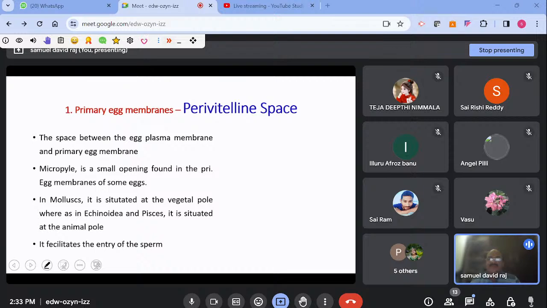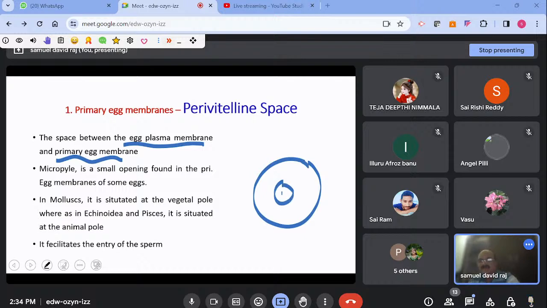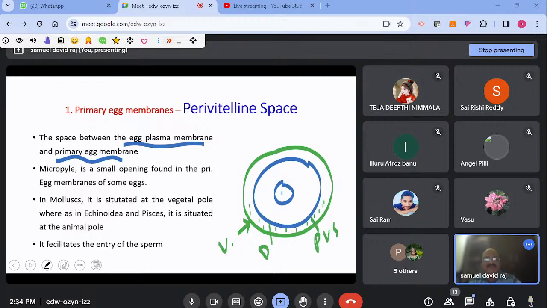And coming to the primary egg membrane again, there is a small extra characteristic in certain organisms. The space between the egg plasma membrane and the primary egg membrane, so this is the plasma membrane and this is the primary egg membrane, is said to be a perivitelline space filled with perivitelline fluid. That is what actually happens.